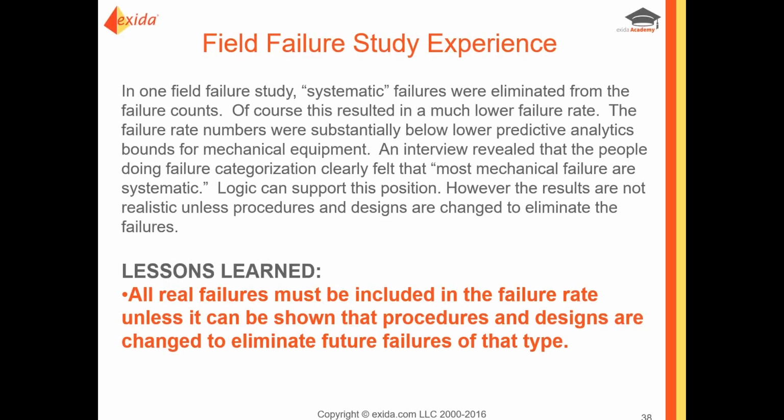One of my favorites was the fact that in one study, before the data was analyzed, systematic failures, whatever that word means, were eliminated from failure counts. I mean, it says to do so in the standard. What it doesn't do in the standard is give us definitions of random versus systematic that everybody in the world understands the same. Our survey proved that. Now, if we eliminate a pile of failures, the analysis will give us a much lower failure rate. And in this case, the numbers were substantially below the outlier limits for the mechanical equipment.